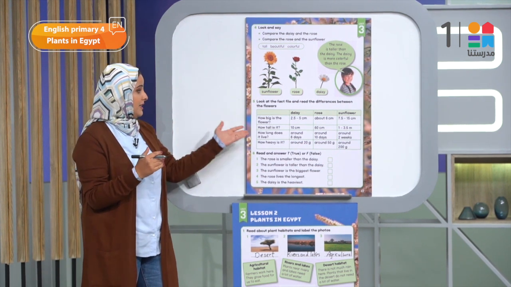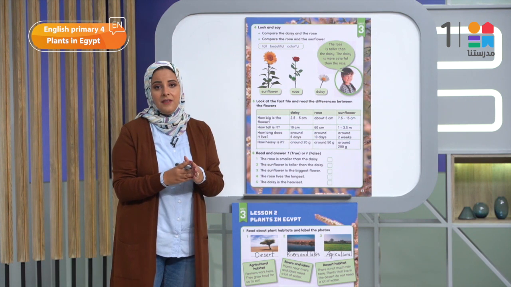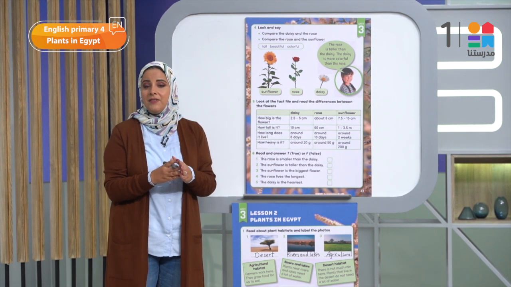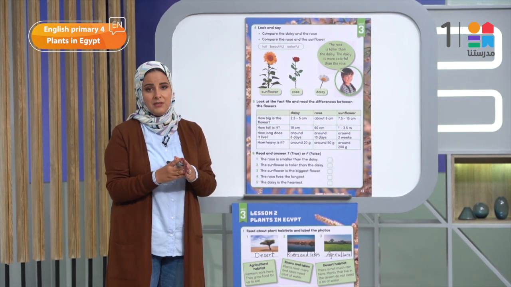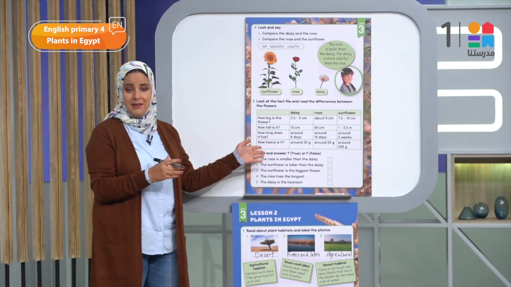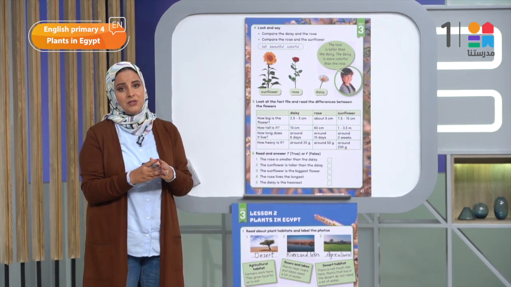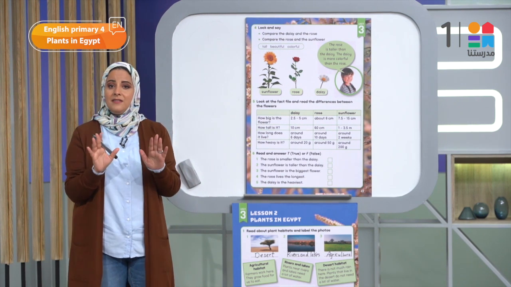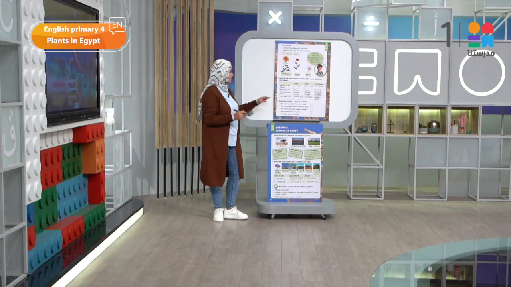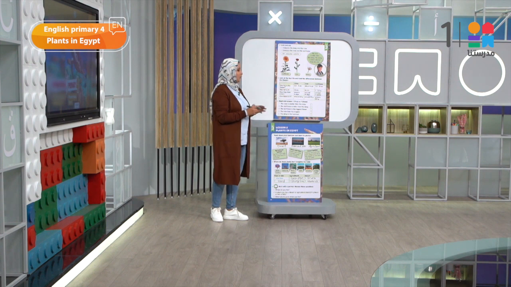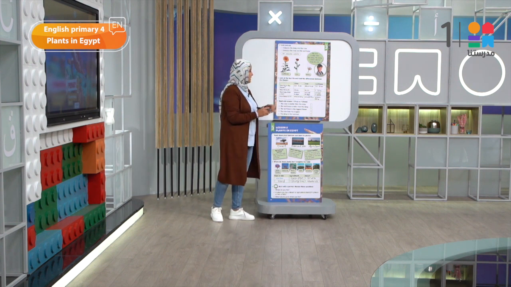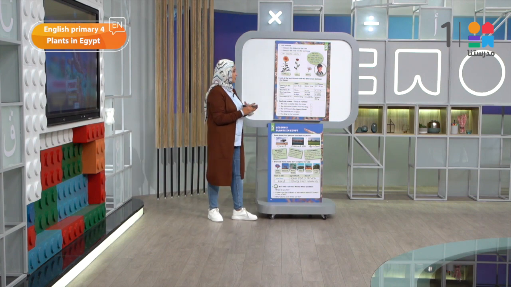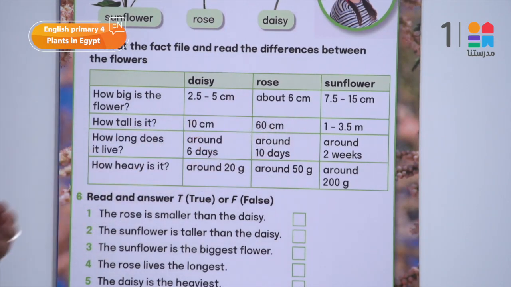Now we need to look at the fact file and read the differences between the flowers. Look at the table and answer the questions. Let's read the table together. How big is the flower for the daisy? 2.5 to 5 centimeter. The rose, about 6 centimeter. The sunflower, 7.5 to 15 centimeter.